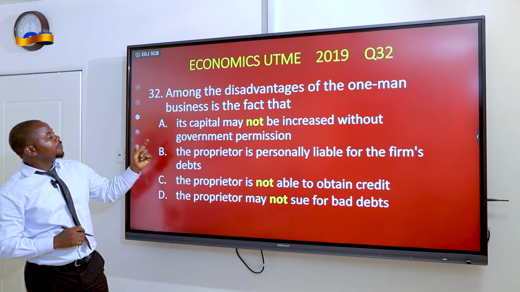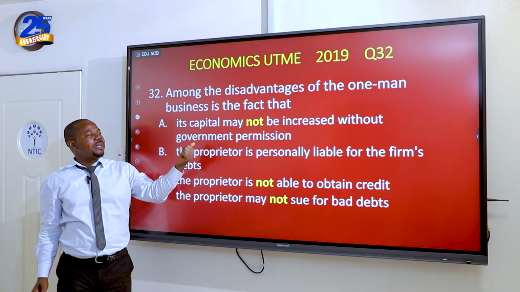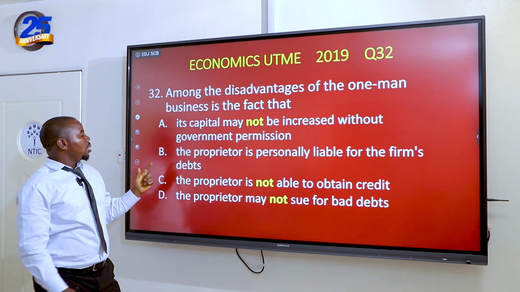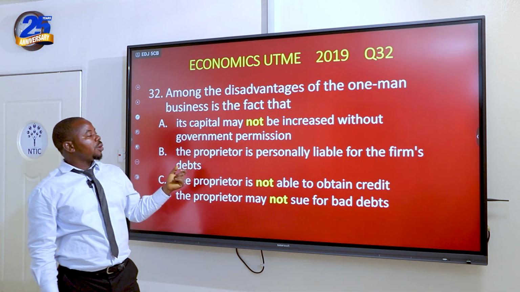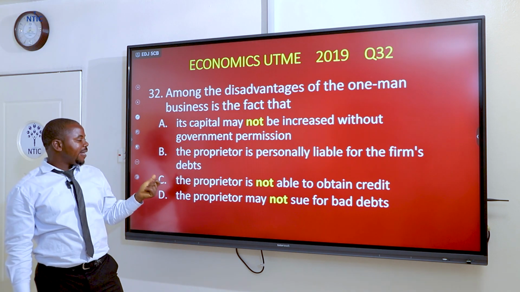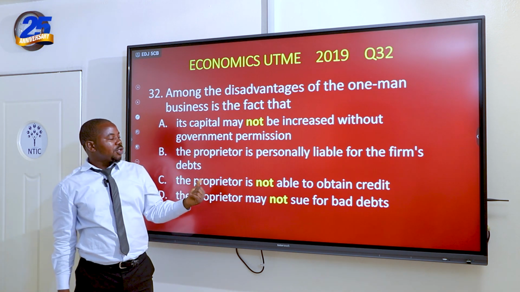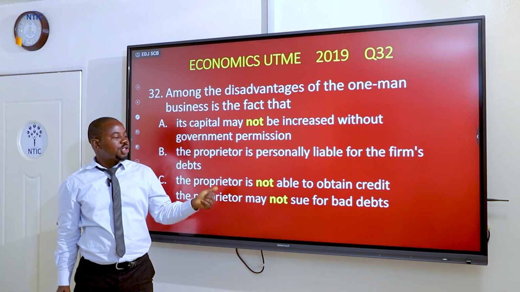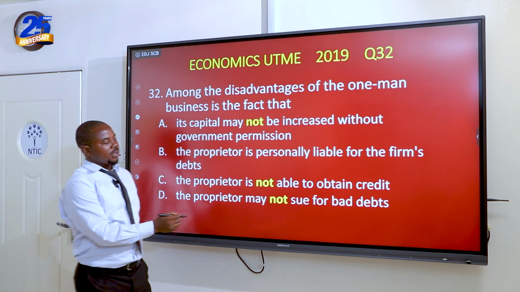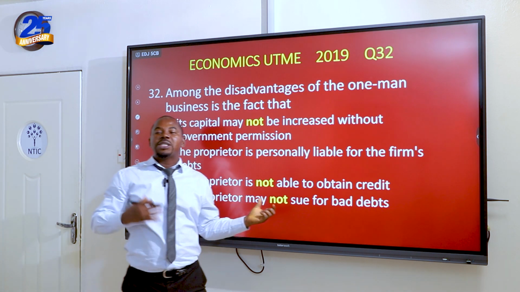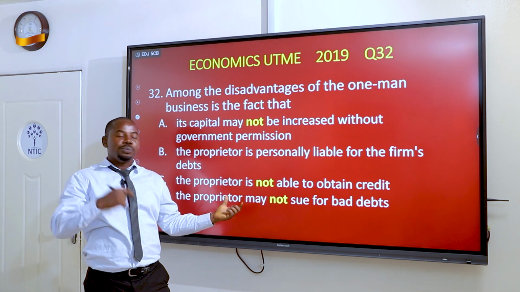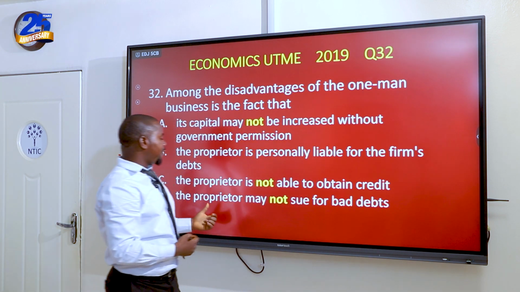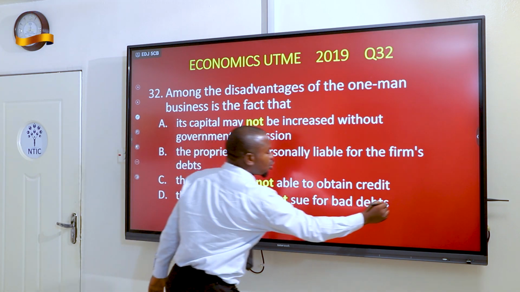So the first option, its capital may not be increased without government permission. Then the next one, proprietor is personally liable for the firm's debt. C, the proprietor is not able to obtain credit. Then D, the proprietor may not sue for bad debt. Of course, even though the firm does not have the legal capacity to sue and be sued, the proprietor can also sue somebody who is owing the firm. So this option cannot go.